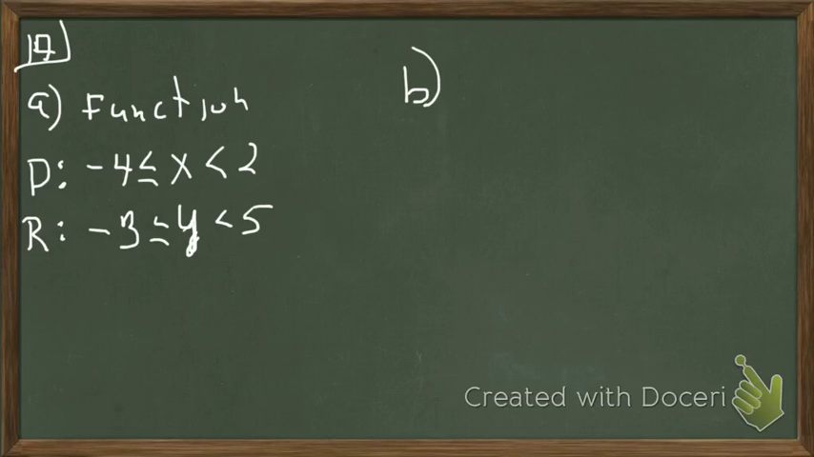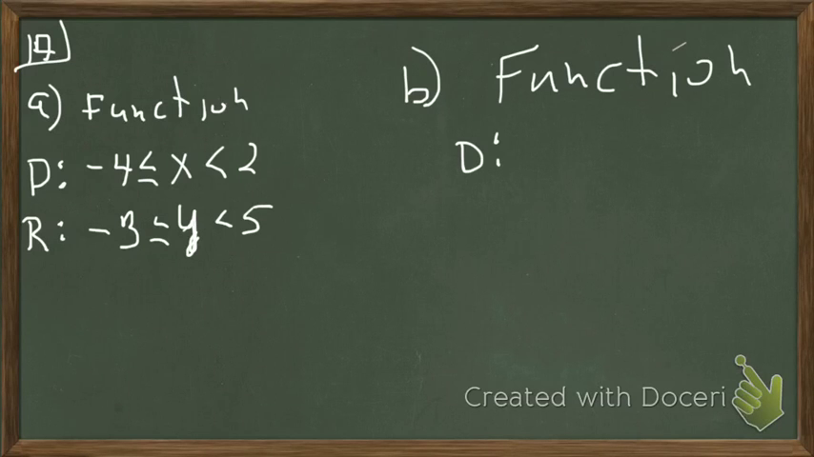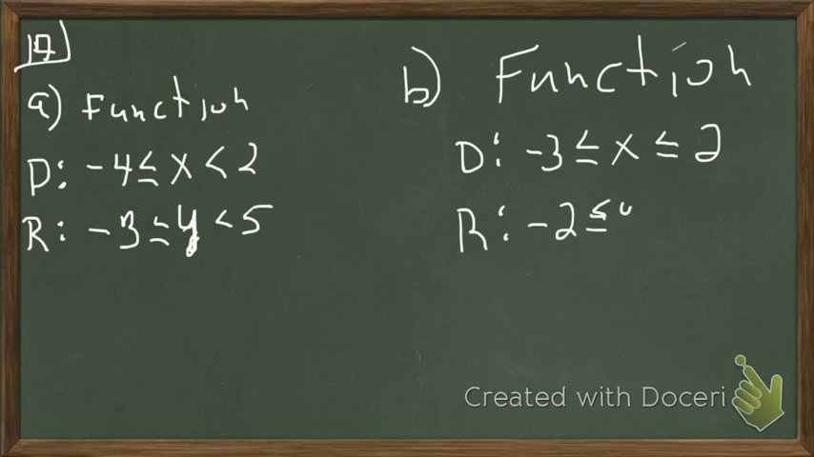Part B. This is indeed a function. The domain, negative 3 is less than or equal to x, and that's less than or equal to 2. The range, negative 2 is less than or equal to y, and y is less than or equal to 3. Any questions on 17? I missed. Yes, you did.